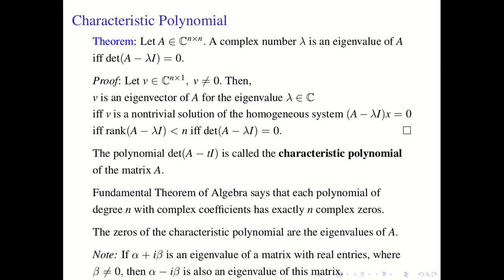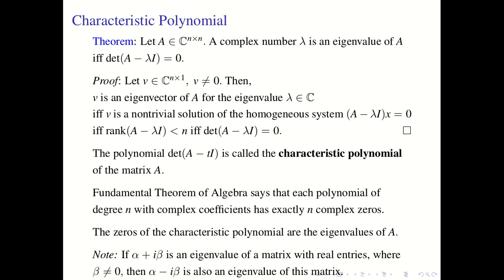Let's look at one basic property of eigenvalues, in the sense that given a matrix, how do we go about finding the eigenvalues? That comes from the theorem. Let A be an n by n complex matrix. A complex number lambda is an eigenvalue of A if and only if determinant of A minus lambda I is 0. Let's first prove this and then look at its consequences.